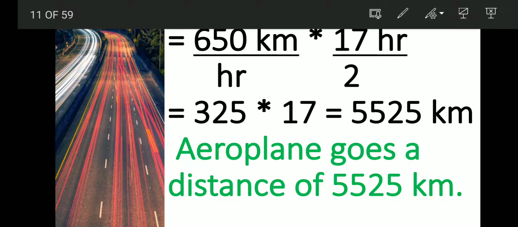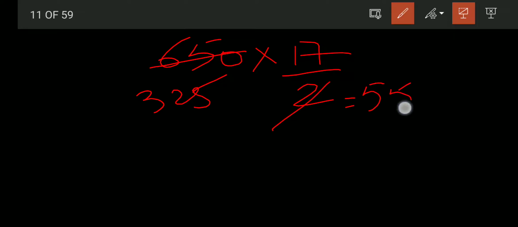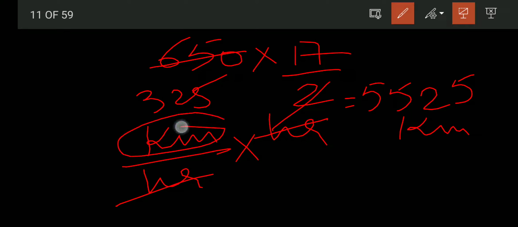I'll show you the calculation. 650 into 17 by 2. Cancel. 3, 2, 5. When multiplied, we get 5525 kilometer. Now see how units are cancelled. 650, what was the unit? That is the speed. So this is kilometer per hour. And this 17 by 2 is hour. That is time. So hour gets cancelled and what is left is kilometer.